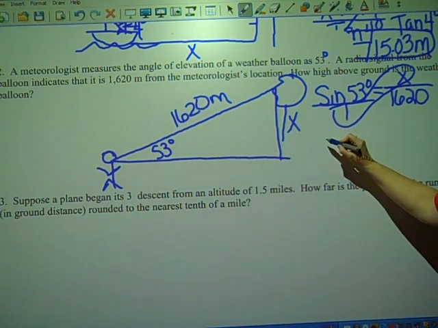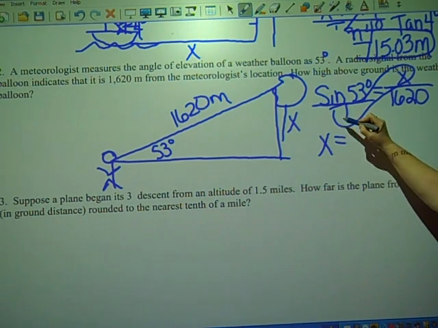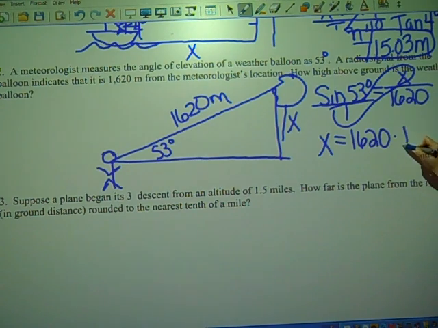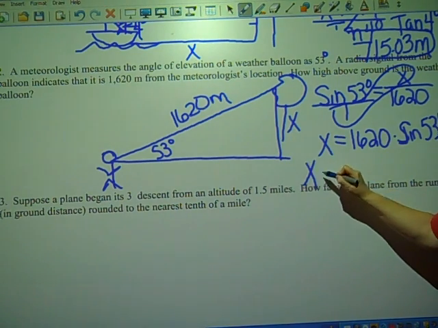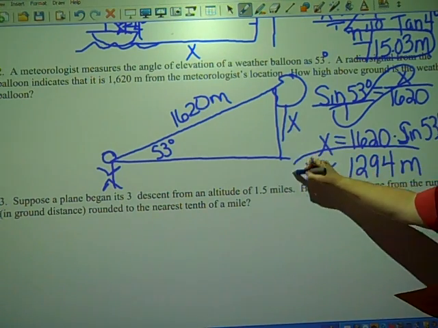What's 1 times x? 1x, or just x, right? And then I need to multiply 1,620 times the sine of 53. So this one's easy because x is already by itself. So I get x is approximately equal to, what do you get when you put that in your calculator? 974. Are you sure? No, I got 1,290. Okay, wait. Yeah, that's what I got. Yeah, double check your work. What's my label? Meters. And you're done.